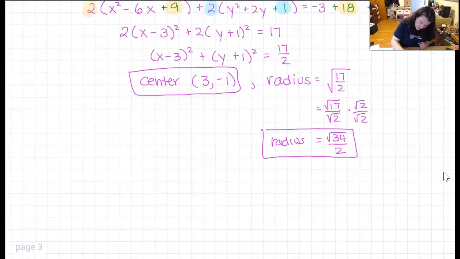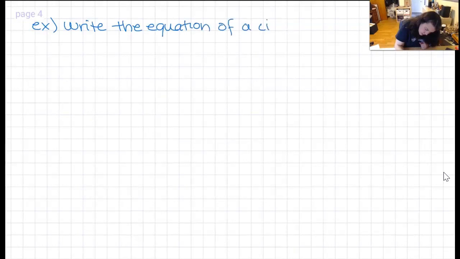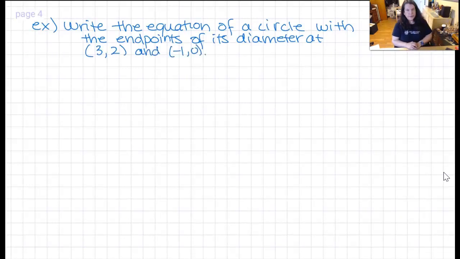So let's say that we were going to write the equation of a circle. Try to spell it right. With the endpoints of its diameter at (3, 2) and (-1, 0). How are we going to do this?